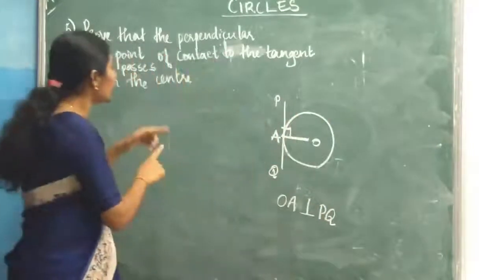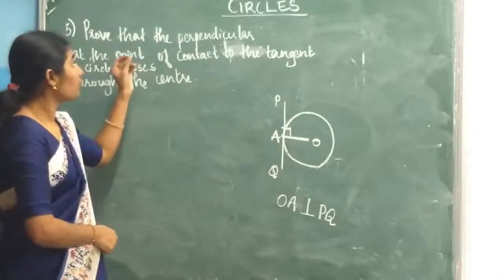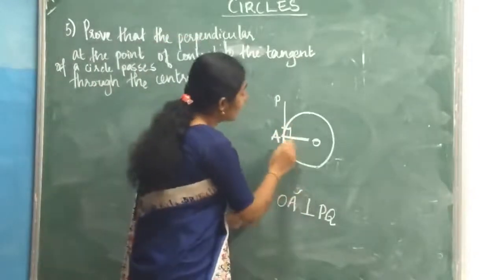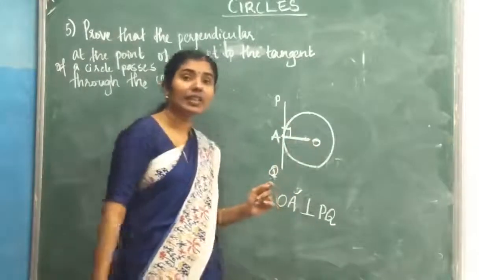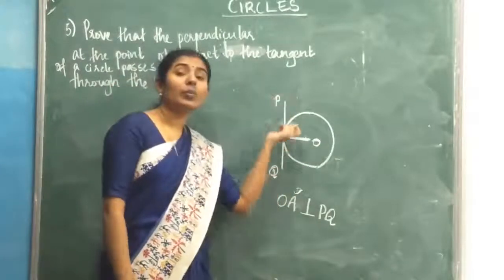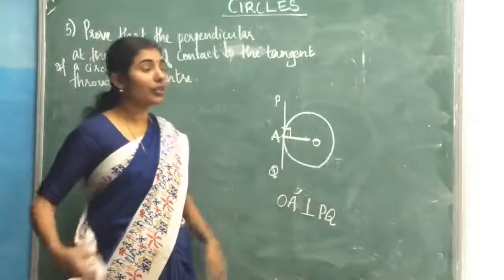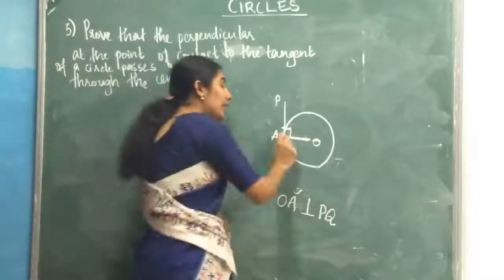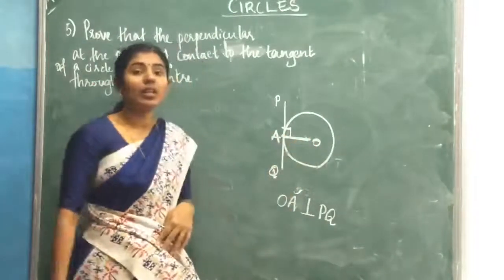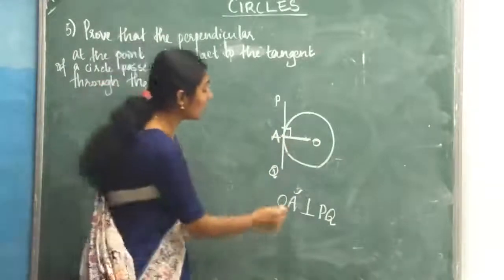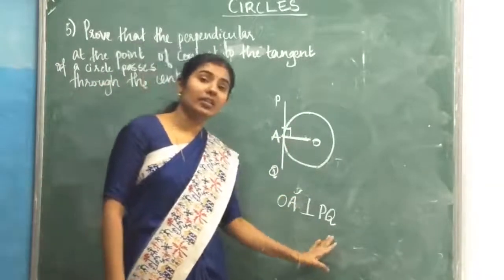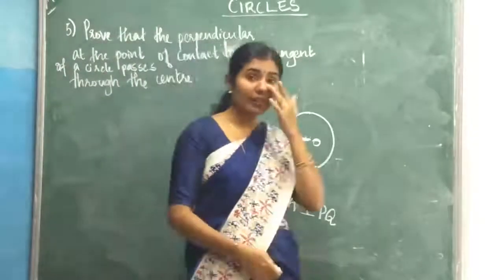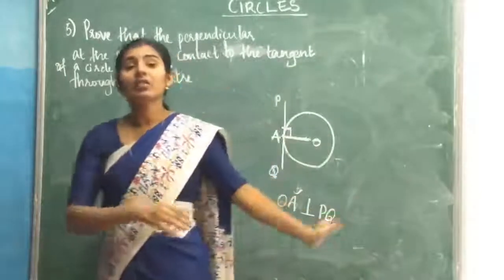And what is the main condition? What do you want to prove? That the perpendicular should pass through the center. Already you see this line is passing through the center. What is the reason? Because the radius is perpendicular to the tangent. So when you draw one perpendicular line at the point of contact, the line should pass through the center. By using which theorem? Because radius is perpendicular to tangent. This one is easy. Already you have studied the theorem, so directly we are applying it here.